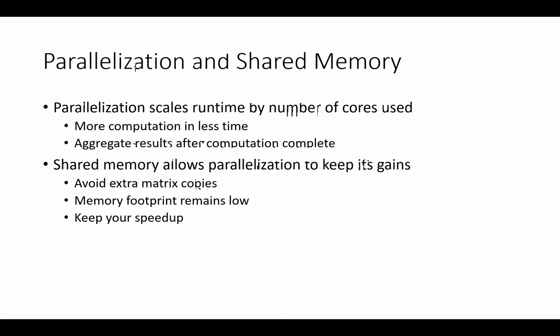So overall, to summarize that section, the parallelization scales the runtime based on how many cores you use. So the more cores you have, the faster you can run, more computation in less time compared to what GEMMA was doing. Then we just aggregate our results from each of the processes after we finish. We use shared memory to allow us to keep those gains without copying the matrix. And this means our memory footprint remains relatively low. Not exactly what it would be if you just did one process, but still pretty close.